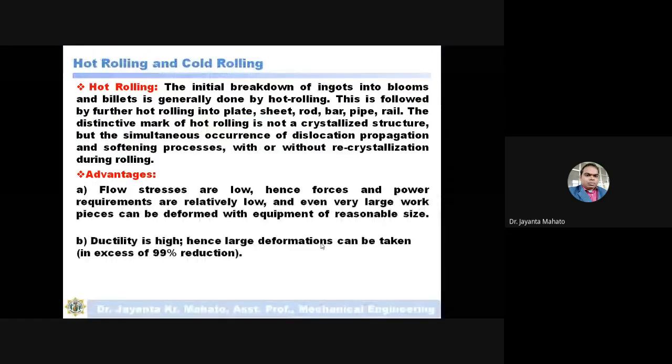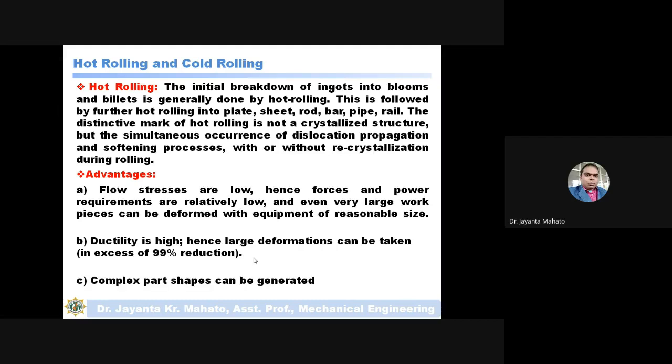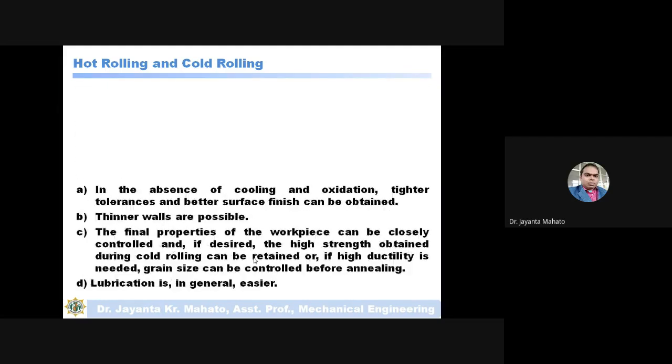So ductility is higher, hence large deformation can take place even at a high temperature, more than the recrystallization temperature. The material can be deformed up to 99%, meaning area reduction can be done up to 99%. So these are the advantages.